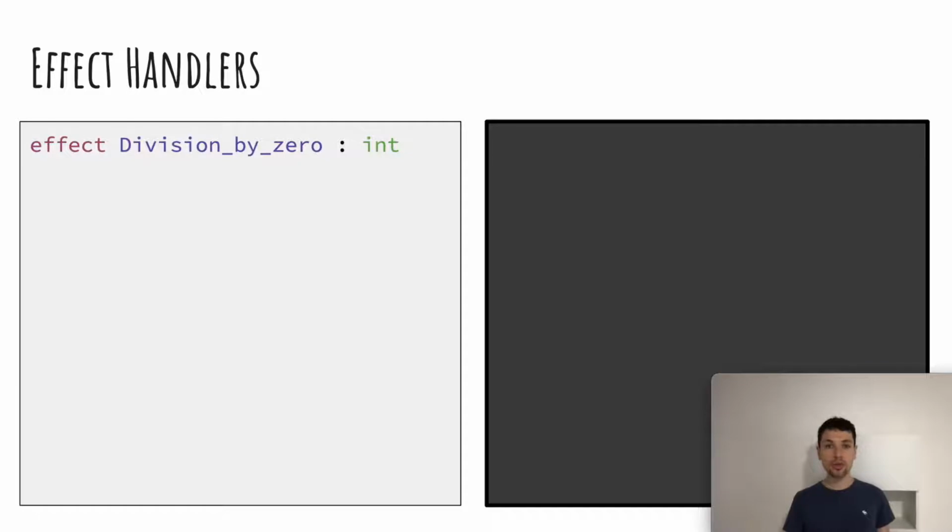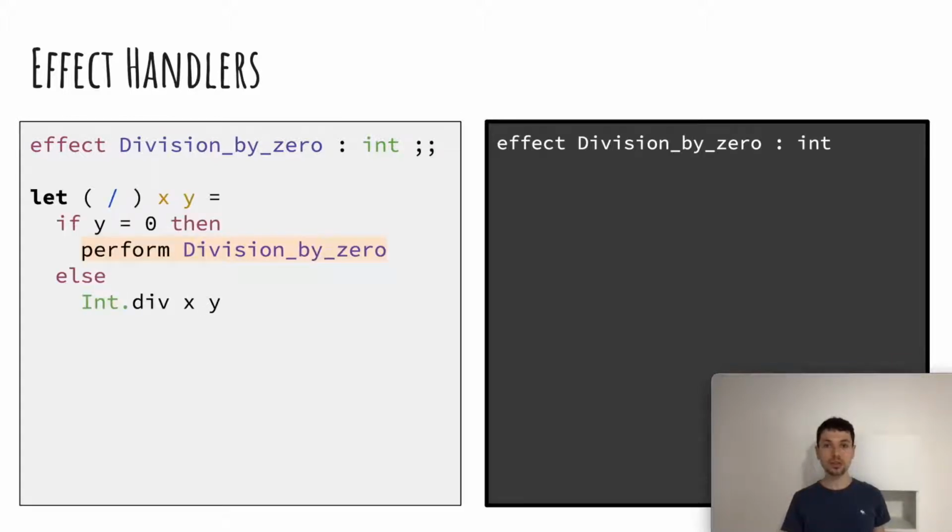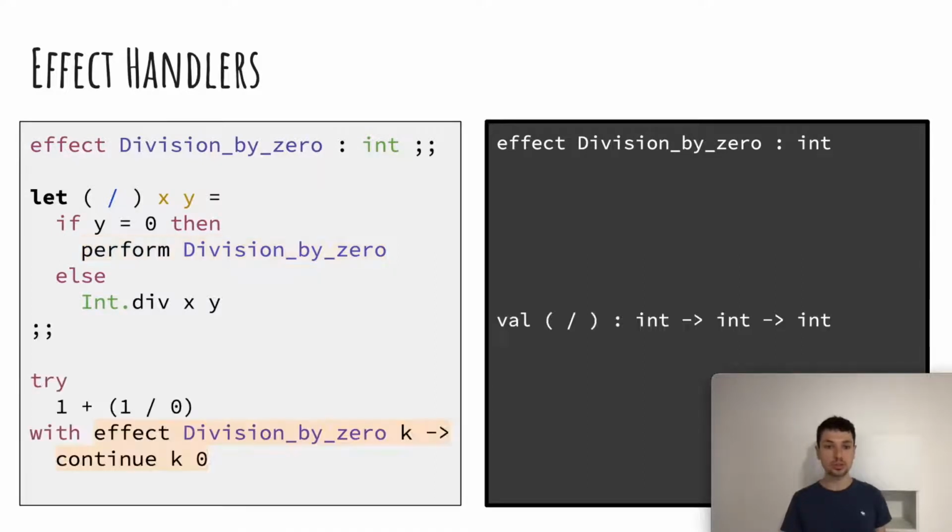Now, with effect handlers, we start pretty much in the same way by defining the effect division by 0. Then we define the division between the integers x and y, and if y is equal to 0, we perform the effect division by 0. We can also try to evaluate an arithmetic expression, but the difference now is that if we hit a division by 0, instead of discarding the whole computation, it will only get paused and will be represented by this value k, which we call the continuation.